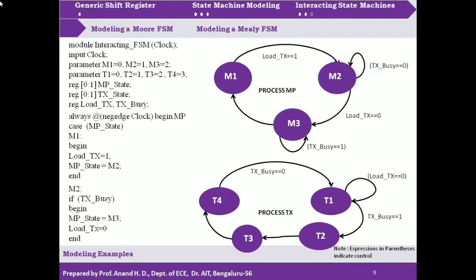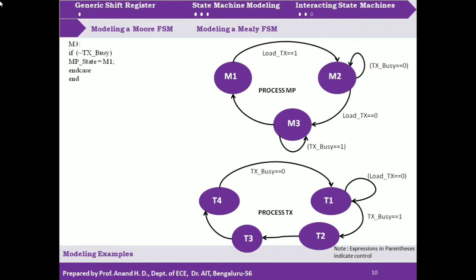So here, if the control signal which is asserted by process Tx, that is Tx_busy, is 1, then there will be a state transition from M2 to M3 and the load_Tx signal will be made 0. If Tx_busy is 0, then there will be no state transition and it remains in the same state M2.